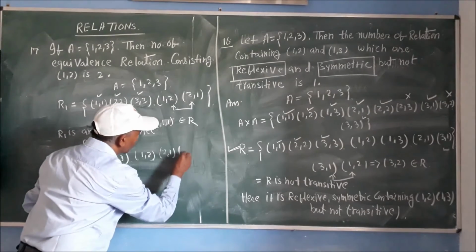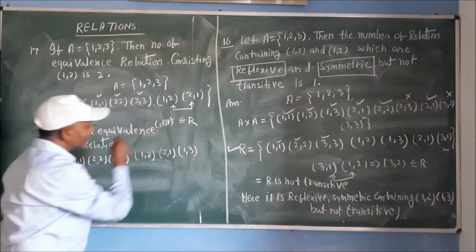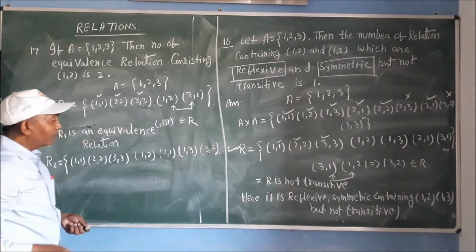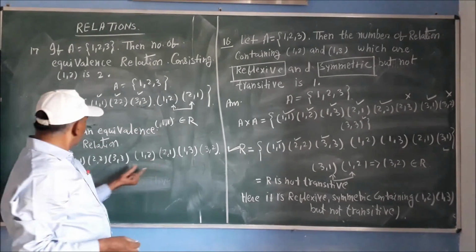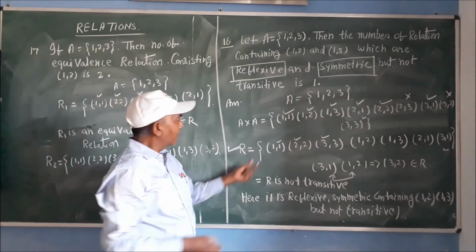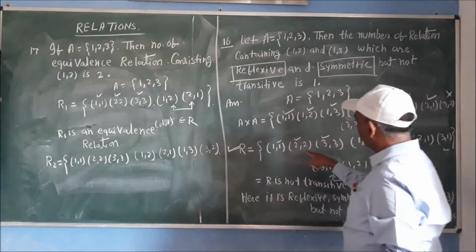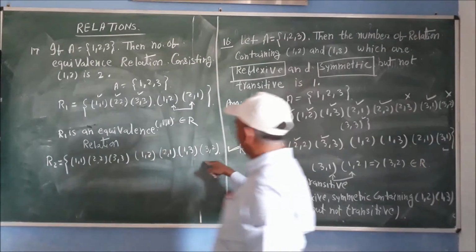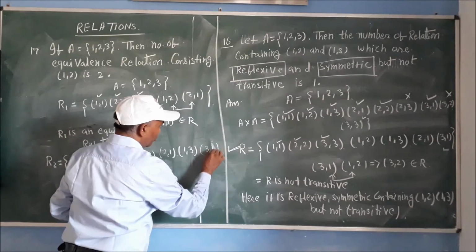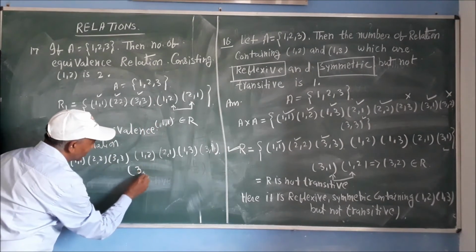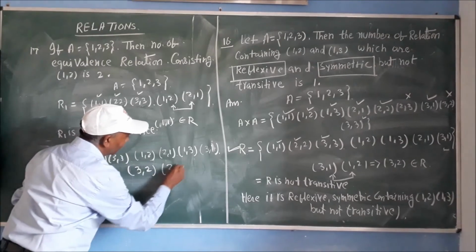If we write here (1,3), so make it symmetric. Then I have to write here (3,2). But see here, this relation is same as this relation. You will take here elements (1,1), (2,2), (3,3), (1,2), (1,3), (2,1), (3,3). Same elements (3,1) and (3,1). So to make it an equivalence relation, we must write here (3,2) and (2,3).